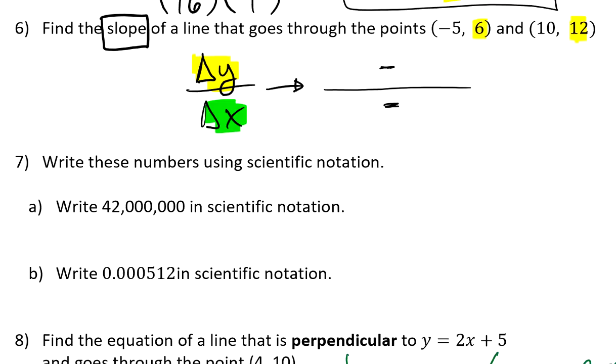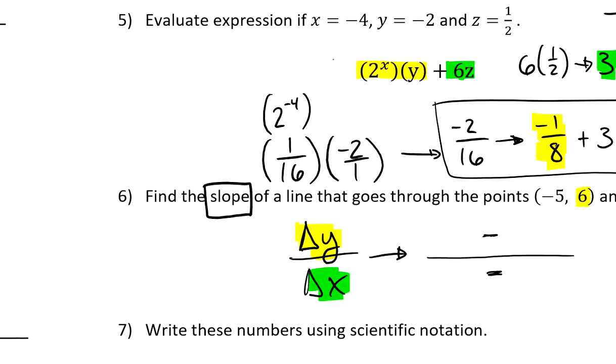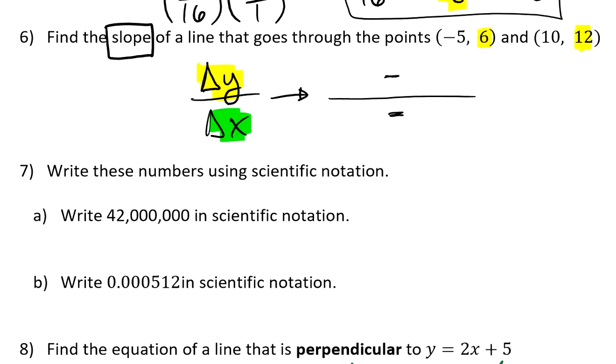So in my numerator, I'm going to write 12 minus 6. Now for my denominator, I need to do the same thing for x's. So you can see I've got the negative 5 and the 10. I'm going to take the one on the left and subtract the one on the right. So I'm going to take 10 and then subtract a negative 5.